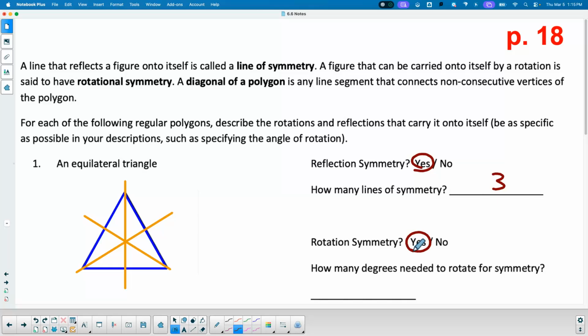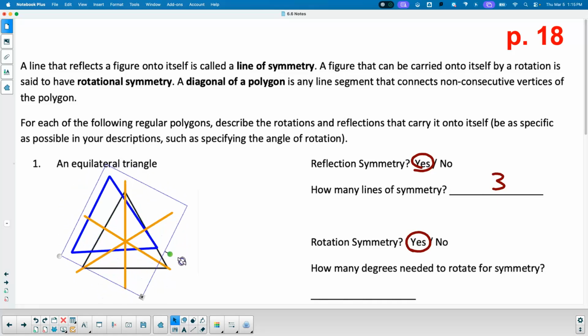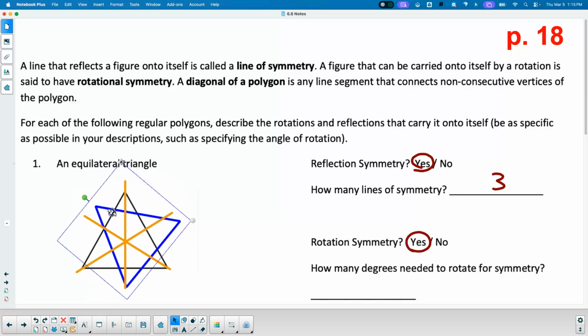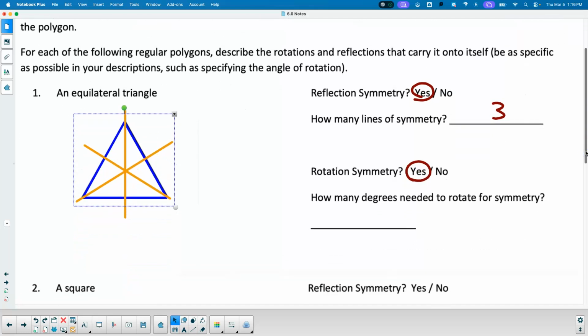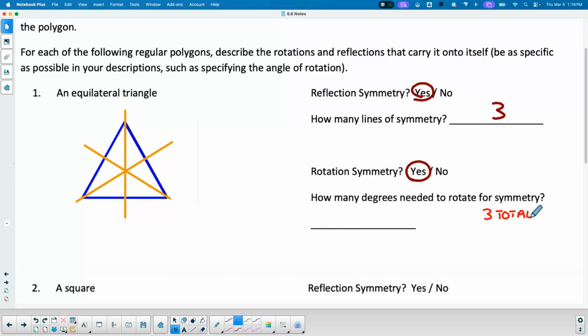So how many degrees do you think it would take to rotate it through? 360. We go all the way around once, right? But what about the other 2? 120. How'd you come up with 120? 360 divided by 3, because it lands back on itself 3 times, right? That's why we had to do that whole thing in the beginning, the track. So it has 3 total symmetries, and there's 360 degrees all the way around.